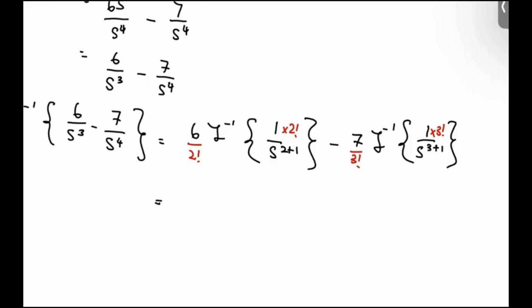So 2 factorial is 2, 6 divided by 2 is 3. Here will be t to the power of 2, or t squared. So 3t squared. 3 factorial is 6. So 7 over 6 t to the power of 3. So that is our answer.